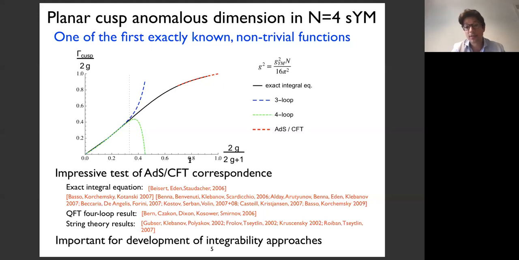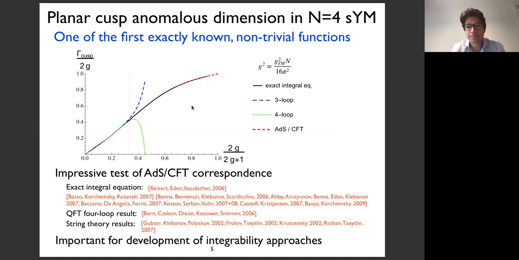And the horizontal axis goes from weak to strong coupling, except that I rescaled the positive axis just to the interval 0 to 1. And then in this plot, you can see on the left-hand side the perturbative results up to 4 loops, which within the radius of convergence agree very nicely with the black curve, which comes from the solution of an exact integral equation. And then on the right-hand side, you can see that it also agrees perfectly with strong coupling results coming from string theory.